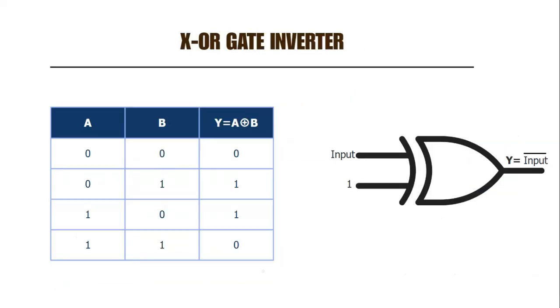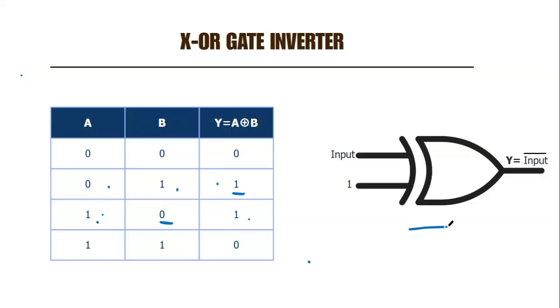XOR gate can be used as an inverter. When one of the inputs is 1, the output obtained is the complement of the other input. In this case, when one of the input B is equal to 1, the output Y is the complement of the input A. That is 0 complement, which is equal to 1. Similarly, when A equal to 1, the output Y is the complement of the other input B. That is 0 complement is equal to 1.